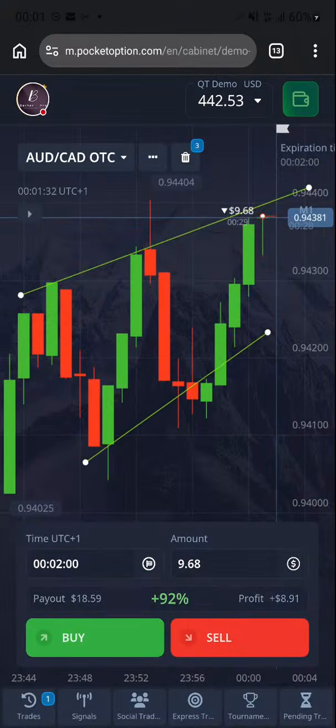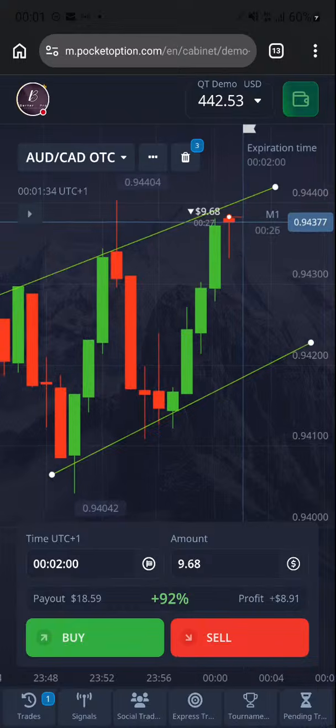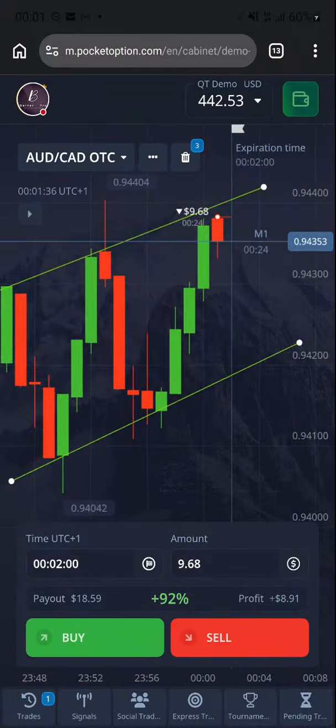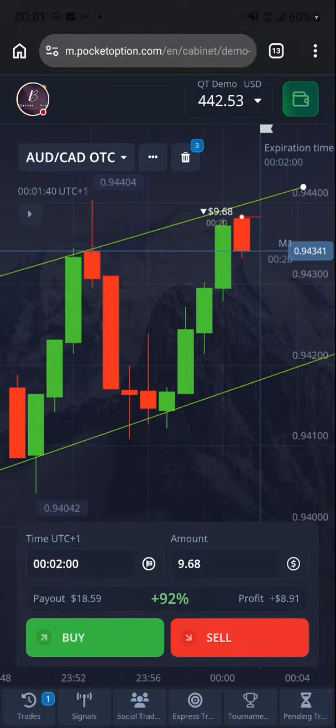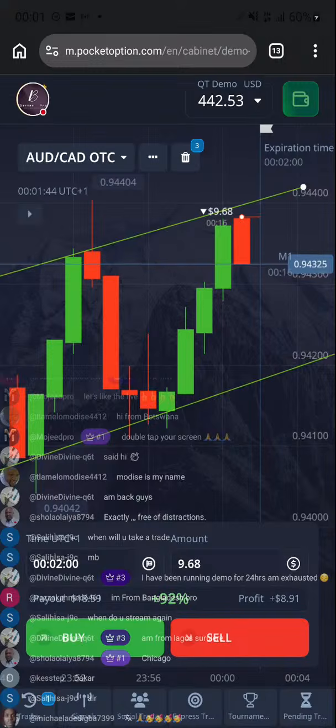Okay, let me mark this quickly. So this is the price channel. You can see price is yet to come to the other side of this price channel. You understand? But you see inside this candle, there are some sellers and there are very strong sellers.